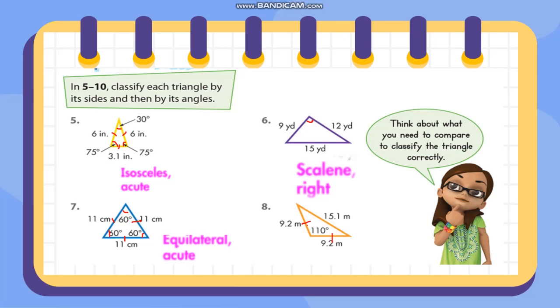Look at the angle. There is one angle that is obtuse. Why obtuse? It is more than 90 degrees because the measurement given is 110 degrees. So it means that is an obtuse triangle. So by its side, two sides are equal, isosceles. By its angle, one angle is obtuse. It means that is an obtuse triangle. So the answer is isosceles obtuse triangle.